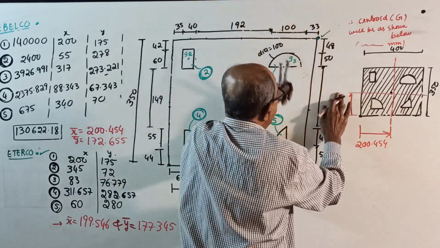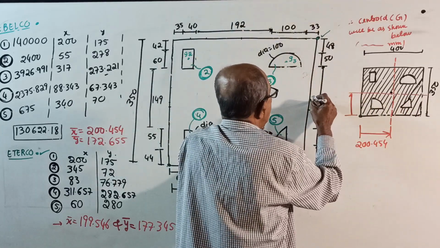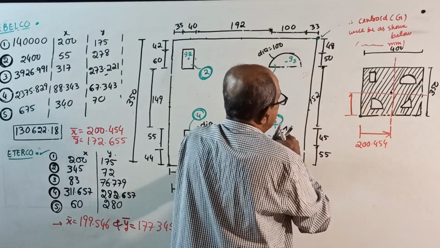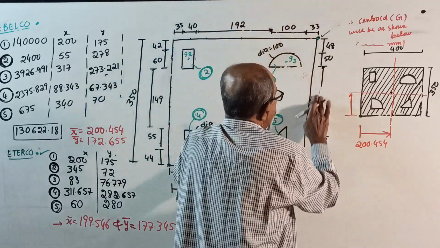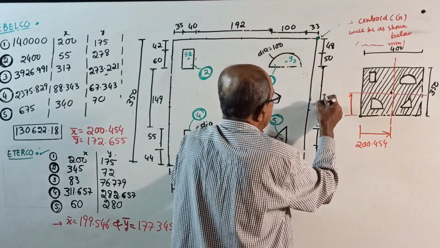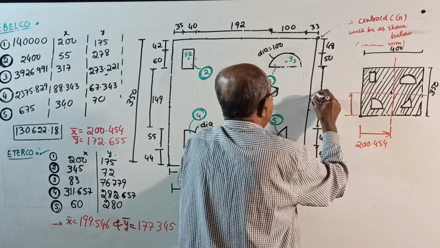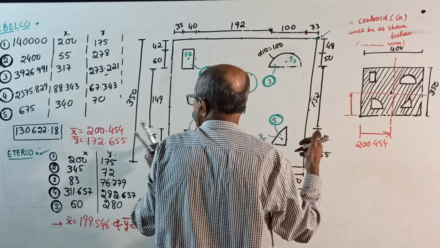This 152, I'll remove it now, space problem. Okay, 152. It is not clearly visible; I never do it that way actually. Okay. Now, how much is Y bar?